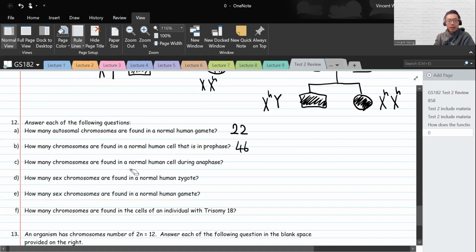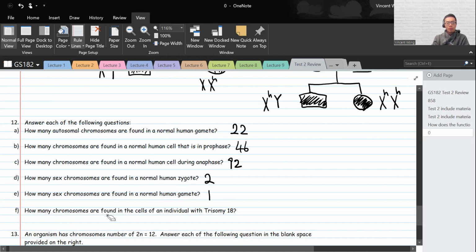How many chromosomes are found in a normal human cell during anaphase? In anaphase, the sister chromatids have separated and you count them separately, so now there are 92. How many sex chromosomes are found in a normal human zygote? 2. How many sex chromosomes are found in normal human gametes? 1. Either an X or a Y.